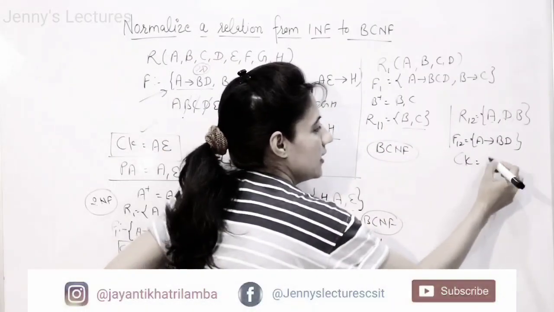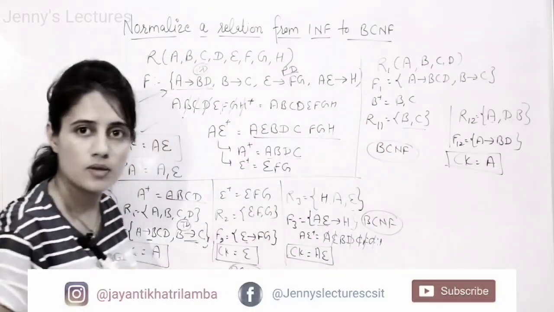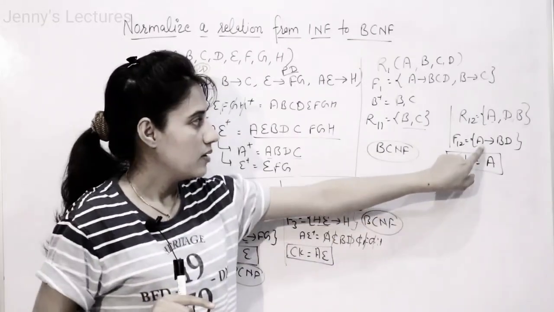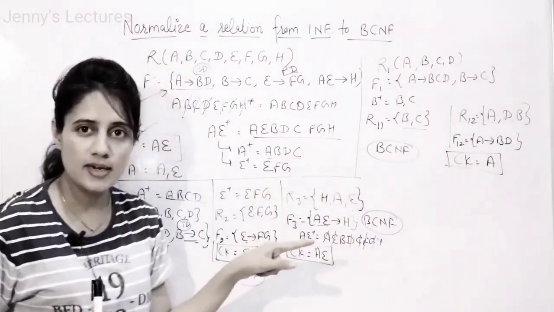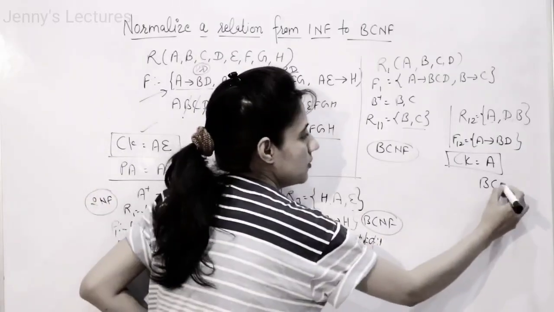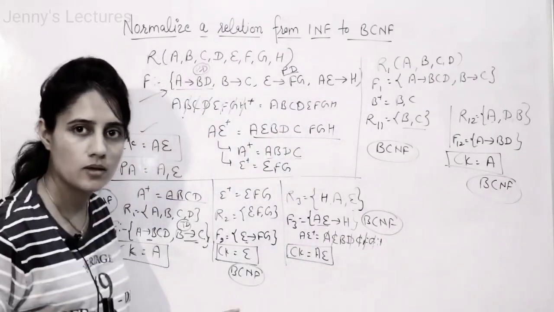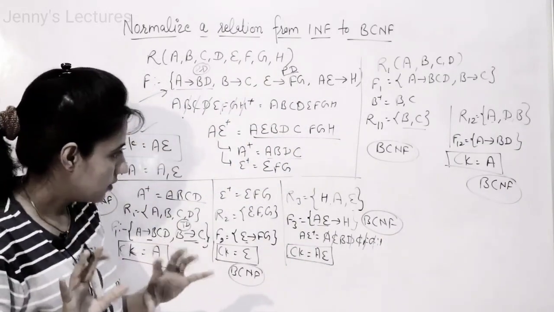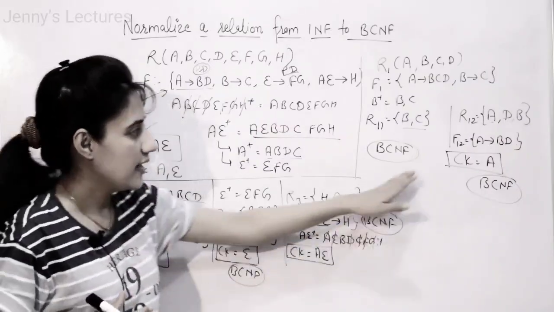Now if you find out the candidate key, it would be A only, right? Now if you check, the left hand side of this functional dependency is A, that is a candidate key, or you can say super key. So this is definitely in BCNF. So now this is in BCNF, right? Now finally we have converted it into BCNF, right?